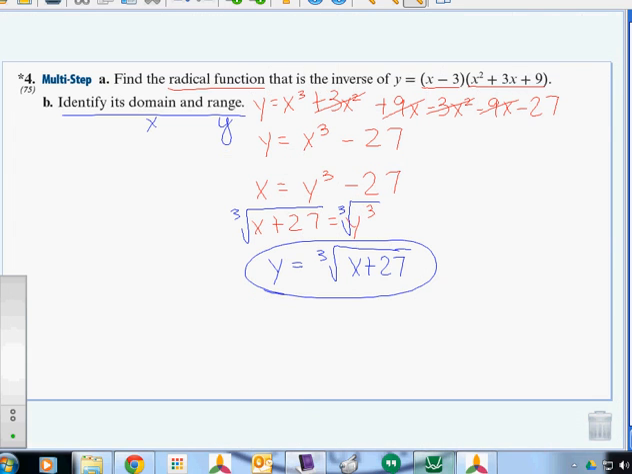Okay, so let me add that here as the final answer. The domain is all reals, okay, and then the range is all reals as well.